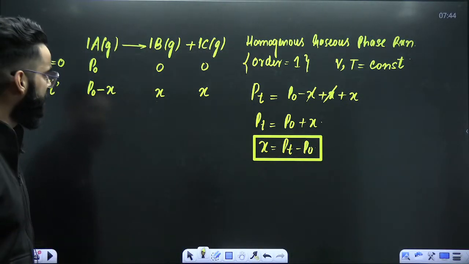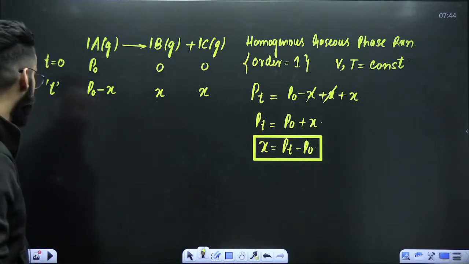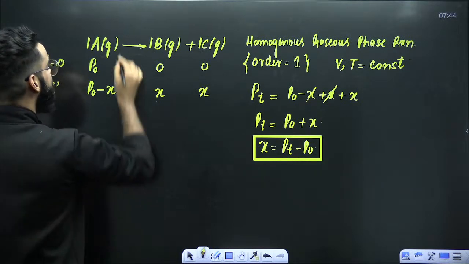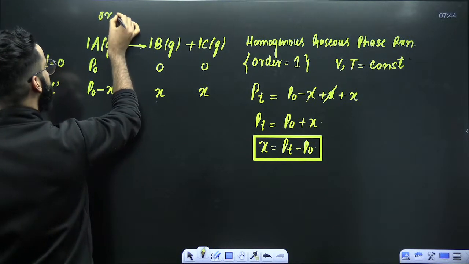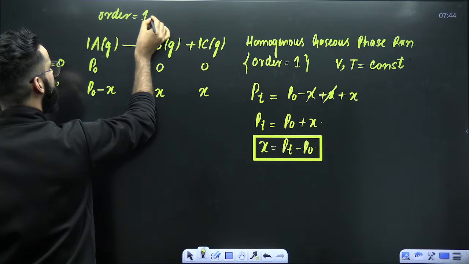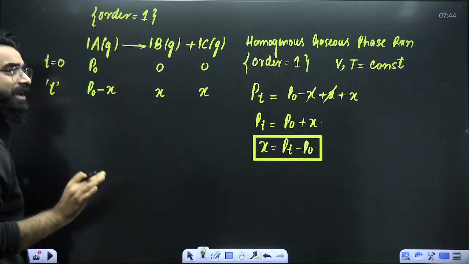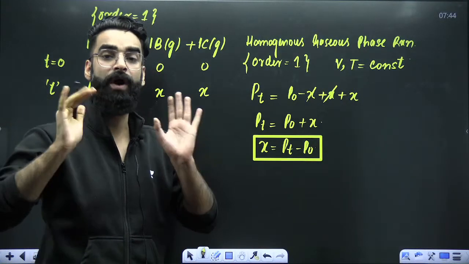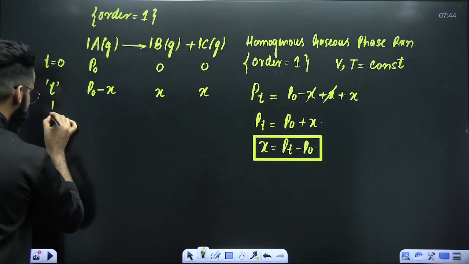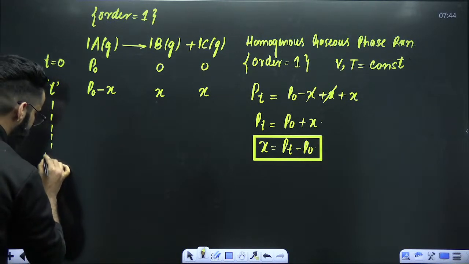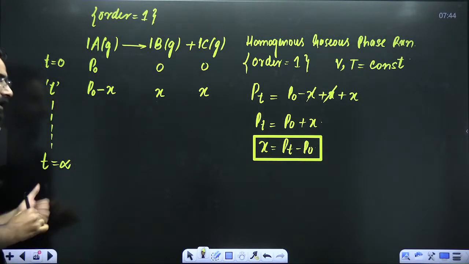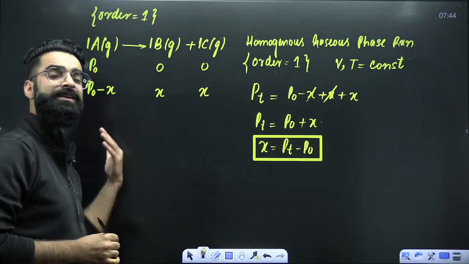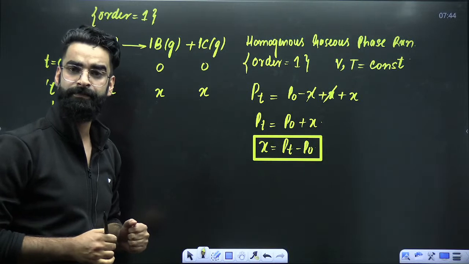Right? Now people understand. Since it is a first order gaseous phase reaction, order of the reaction is 1. We know it. A first order reaction never undergoes 100% completion. It takes infinite time to undergo 100% completion. So my dear students, at time t is equal to infinity, I would say 100% of the reaction would have got completed. So 100% of the reactant would have got converted into product, right?